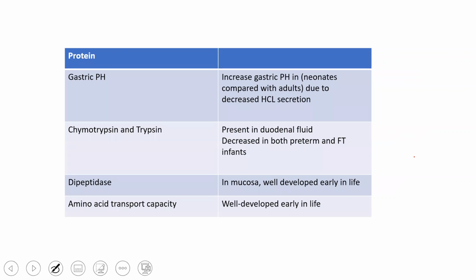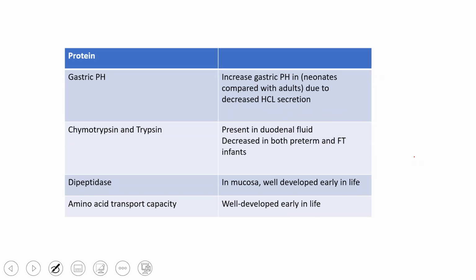In preterm babies especially, the pH is slightly higher, so it is not very acidic, secondary to decreased hydrochloric acid secretion. So number one, to summarize what we said earlier and now, the gastric acidity in the stomach is less in the micropreemie and full-term neonate than in the adult. The adult has a more acidic media in the stomach. That's number one.